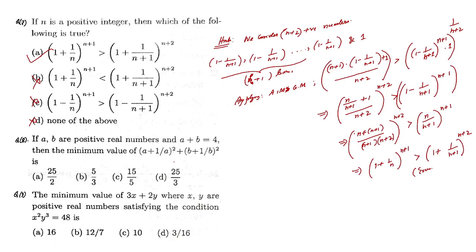So these are our problem, and we'll prove this problem. The value of, if a, b are positive real numbers, a plus b equals 4, then the minimum value of (a plus 1 by a) whole square plus (b plus 1 by b) whole square. This minimum value you need to prove, but before that we just recall the Jensen's power theorem.